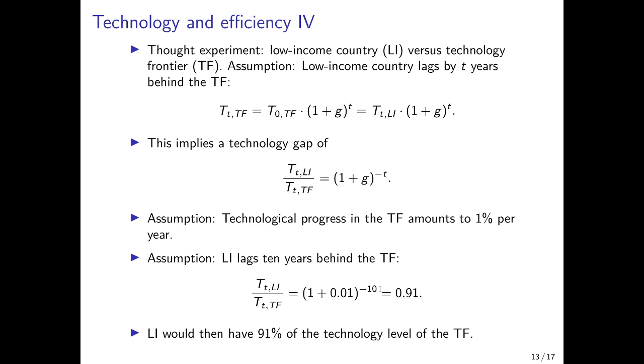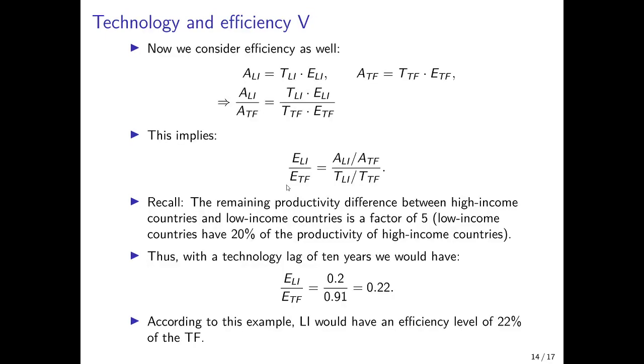And now one can assume all different lags between the two countries, and the higher the lag is, so if the country lags behind the technology frontier for 20 years, then this value would become lower, so the low-income country would exhibit a lower percentage of the income of the high-income country. Now we also consider efficiency.